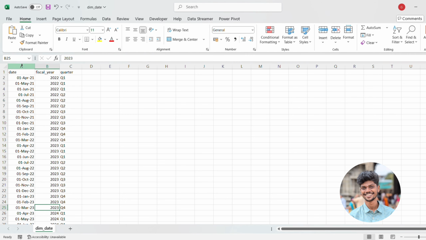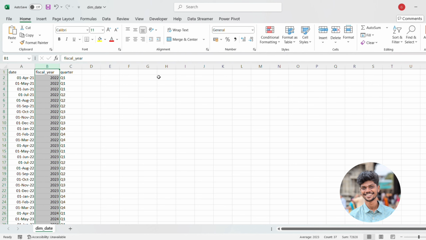Let's start from the date table. This is the actual date in our data set. It's on monthly basis. We have already discussed it in previous videos. So each row represents a specific month. And next, fiscal year column. This tells us which financial year that date falls in.